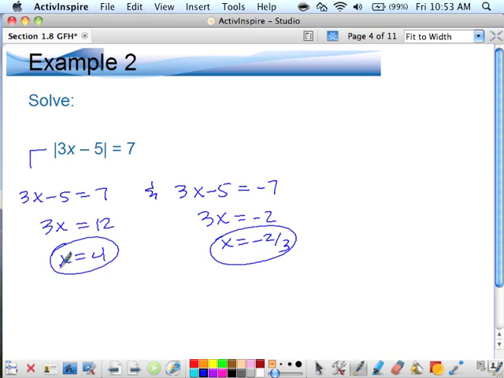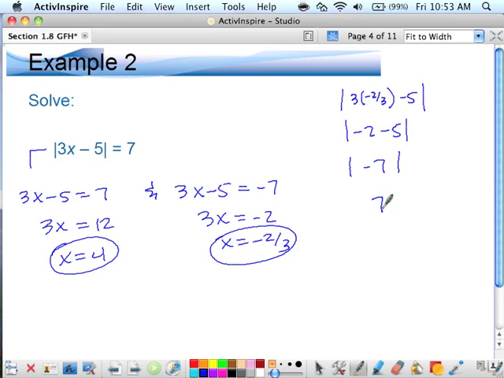Negative 2/3. If I plug in negative 2/3, I have the absolute value of 3 times negative 2/3 minus 5, and we want to know if that equals 7. Well, 3 times negative 2/3 is negative 2, minus 5. So I have the absolute value of negative 7, and that does equal 7. So both of those answers work. None are extraneous.